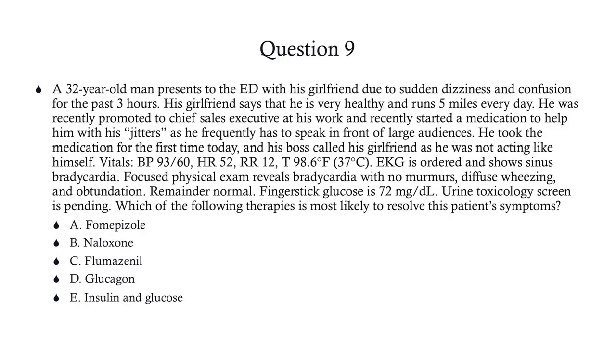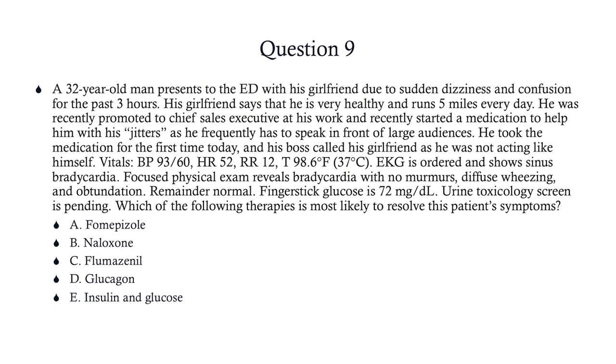Okay, question 9. We got a 32-year-old man coming into the ED with his girlfriend due to sudden dizziness and confusion for the last 3 hours. His girlfriend says he's really healthy and he runs 5 miles every day. He was recently promoted to chief sales executive at his work and recently started a medication to help him with his jitters, as he frequently has to speak in front of large audiences. He took the medication for the first time today, and his boss called his girlfriend as he was not acting like himself. Vitals show blood pressure of 93/60, heart rate 52, respirations 12, temperature 98.6.